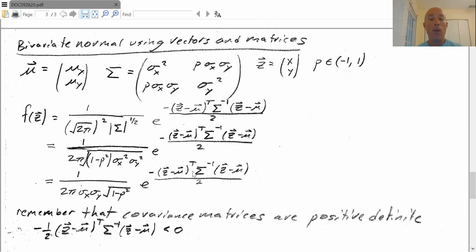Remember that when we are dealing with covariance matrices, they're going to be positive definite. That's only if rho is strictly between -1 and 1. If they're linearly dependent, then it's going to be positive semi-definite, but we're excluding that degenerate case to make our lives a little easier. What this is basically saying is that this behaves nicely as a density, because the negative sign makes the exponent negative, which means the exponential isn't going to get too big on us no matter what we do.